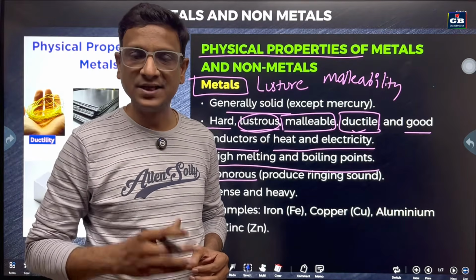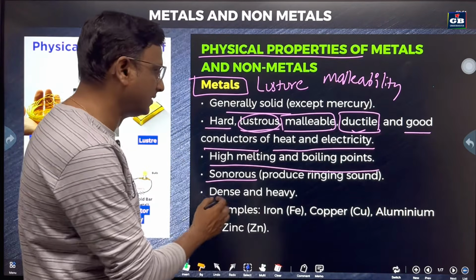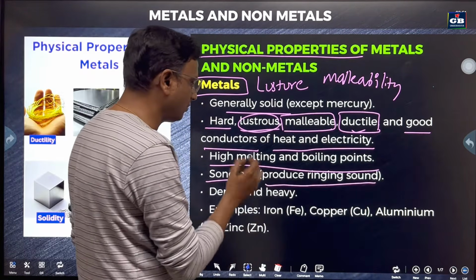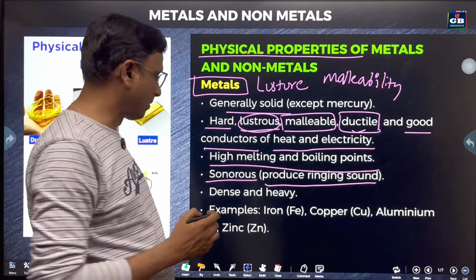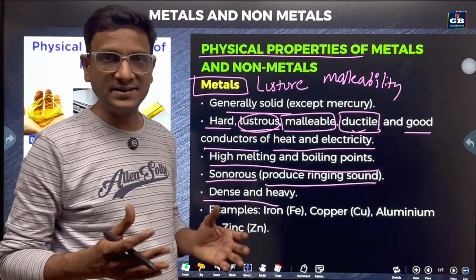What is that called? Sonority. So metals are sonorous. Yeah, they produce a ringing sound. And one more property is that metals are dense and heavy. Metals are dense and heavy.